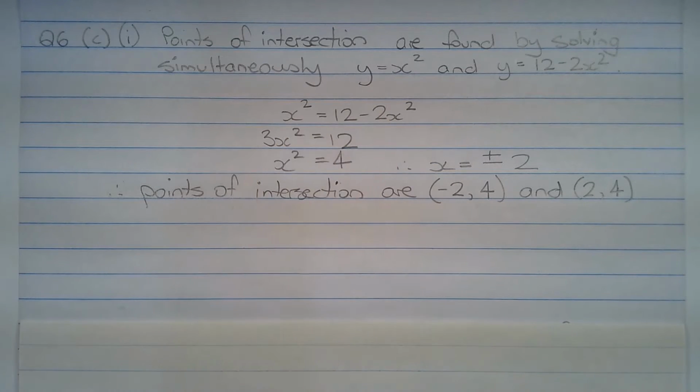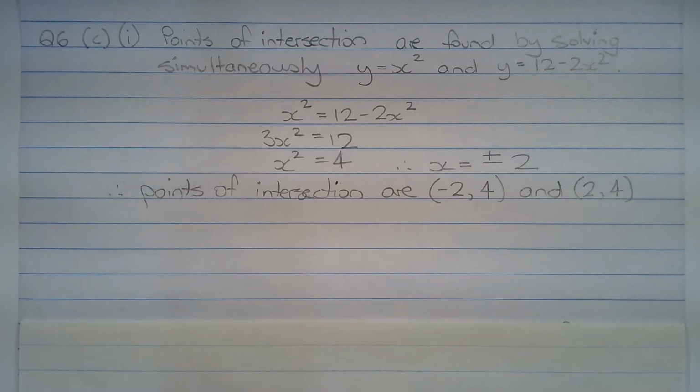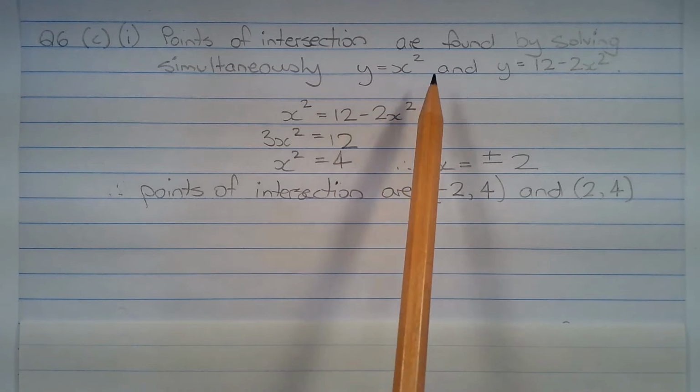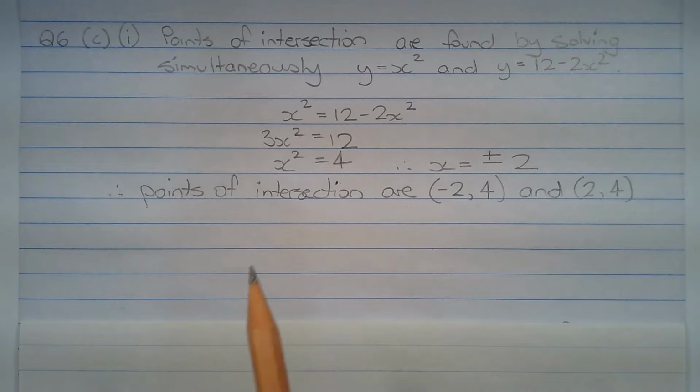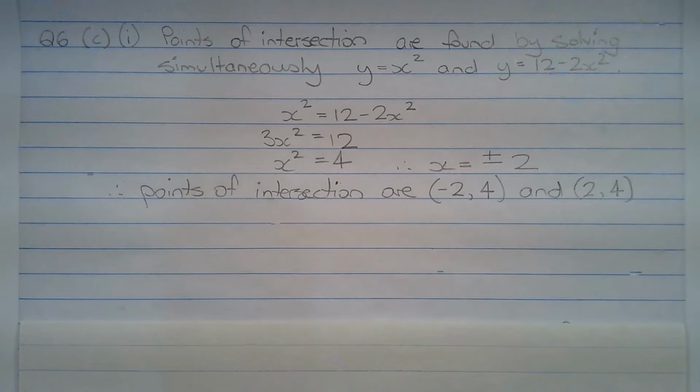Adding 2x squared to both sides of the equation, we have 3x squared is equal to 12. Dividing both sides of the equation by 3, we have x squared is equal to 4. And then taking the square root of both sides, we have x is equal to plus or minus 2. Now using this equation here to determine the y value, when x is negative 2 or positive 2, squaring it will give y equals 4. So therefore, the points of intersection are negative 2, 4 and 2, 4.